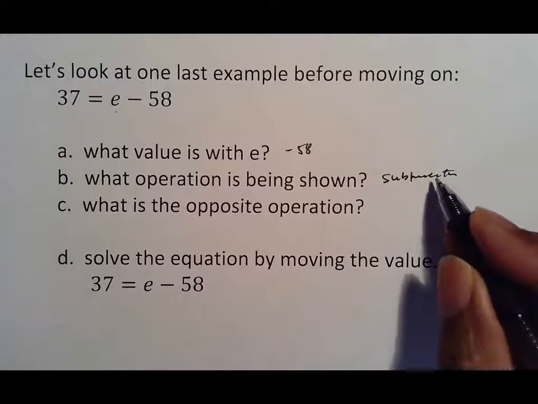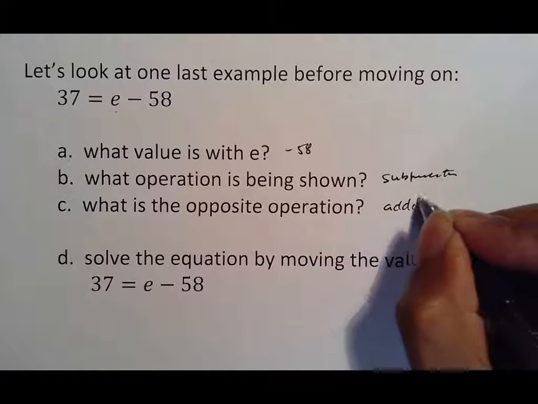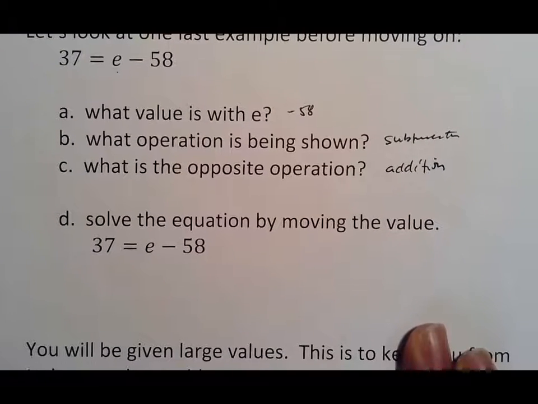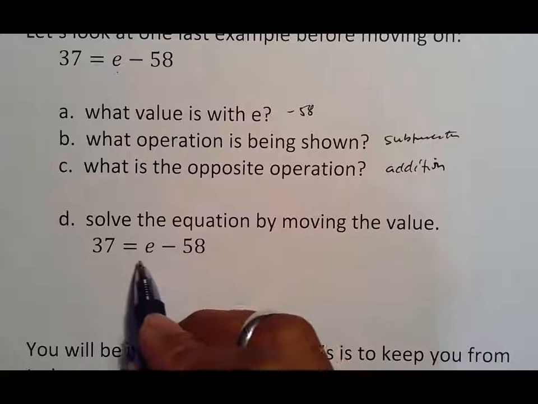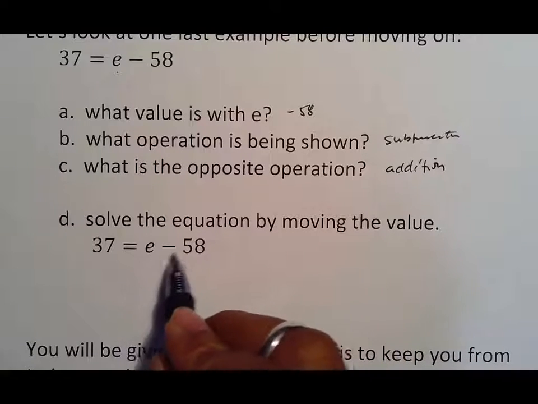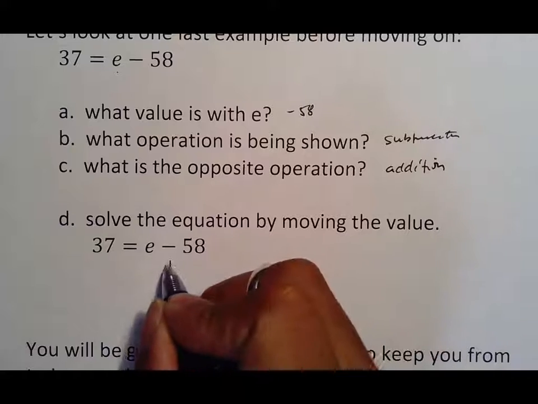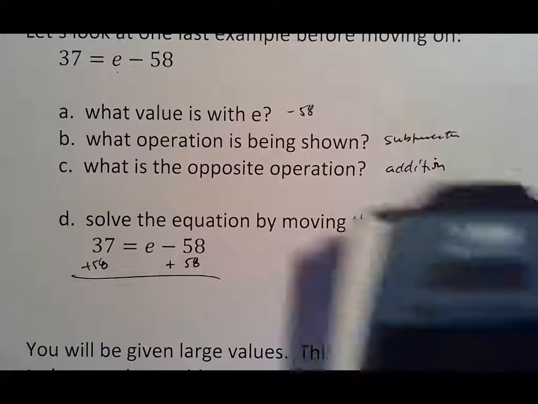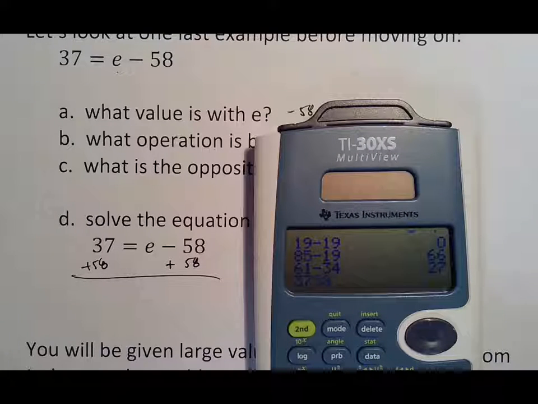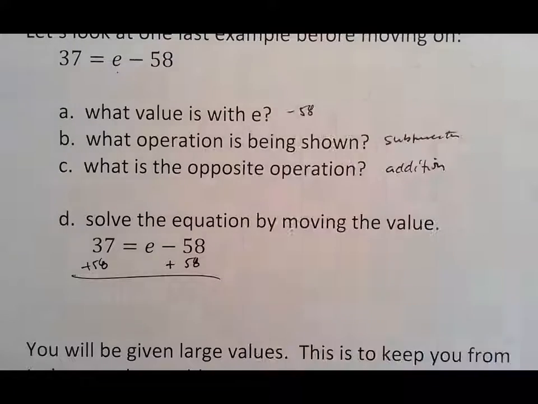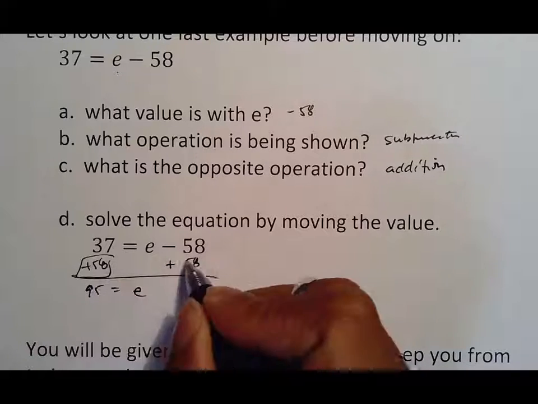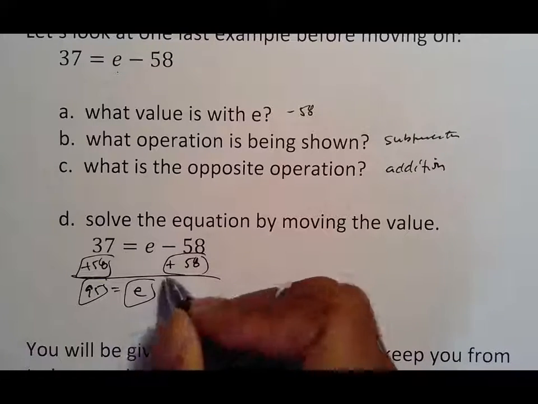What is the opposite operation of subtraction? It is addition. And so it's going to ask you again to solve the equation by moving the value. So what you will do is you will simply say E minus 58. I've got to move this 58 by adding 58 to both sides. 37 plus 58 is 95. And again, E comes down. That will be the 4 boxes of answers that you'll be expected to do.